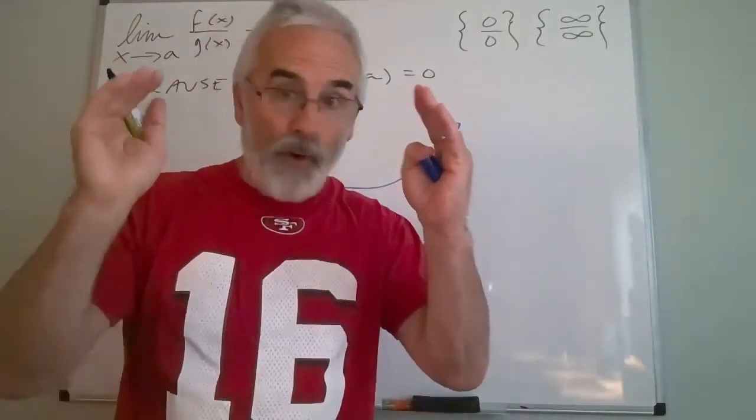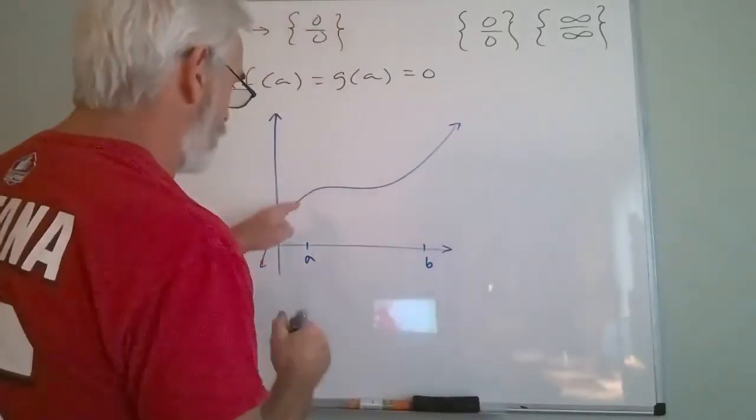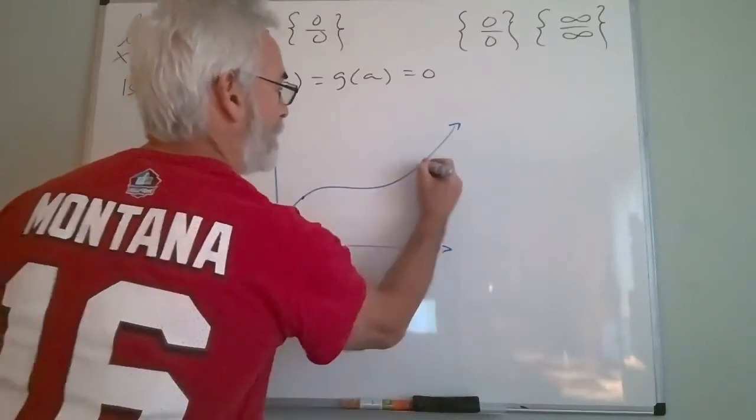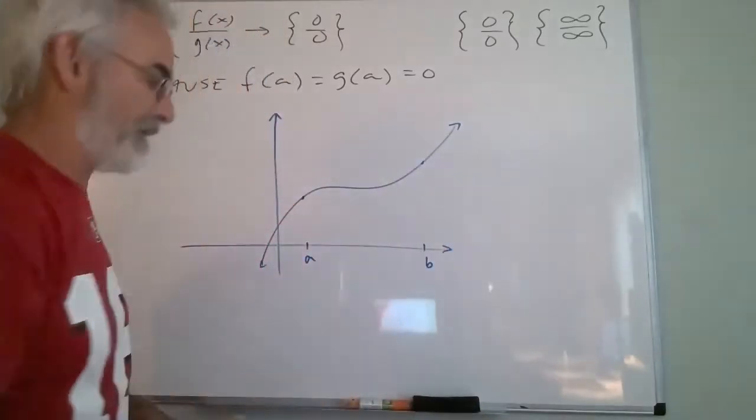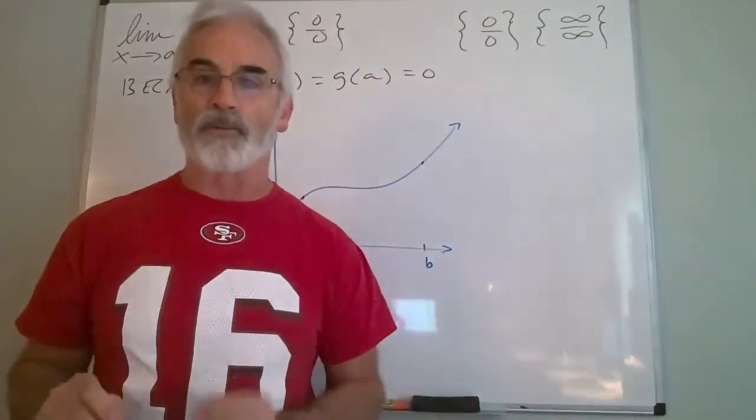So there's no holes, there's nothing weird between A and B, and f of A and f of B exist. So in other words, this could be the endpoint of my function, and this could be the endpoint of my function. That's not really important. So the term I like to use in calculus is the rolling ruler theorem.